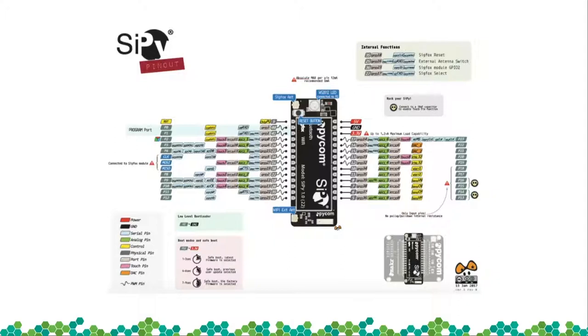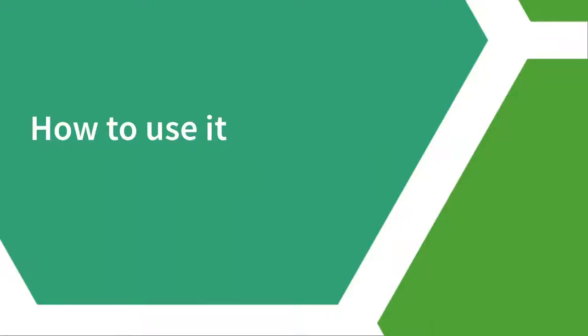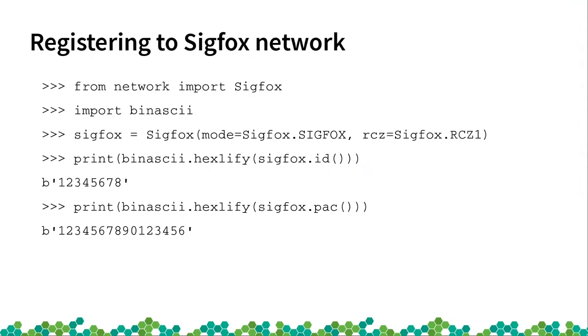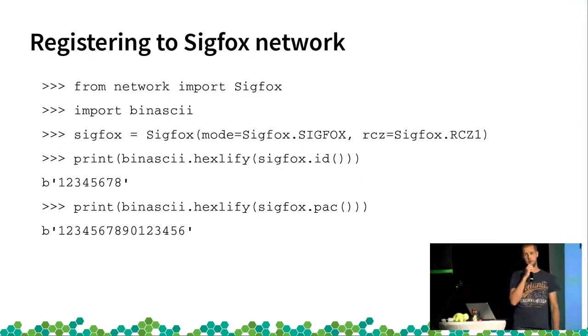So now as for the practical stuff, how you can use the device. The first thing you have to do is to actually register to the Sigfox network. That means that when you receive any device for using in the Sigfox network, you need to find out two IDs of the device. The first one is called ID, the other one is called PAC. So it's basically two numbers which uniquely identify the device.